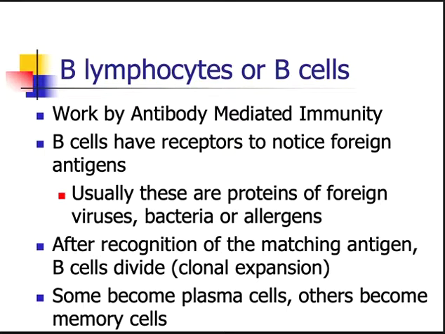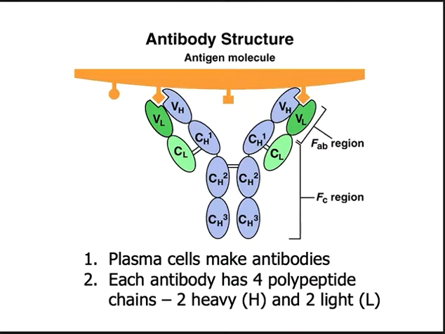Some of these clones, these exact copies of your B cell, will become plasma cells, and others become memory cells. Okay, so now let's talk about the interaction between your antibody and your antigen, and then also the structure of an antibody. As I mentioned, the plasma cells will secrete antibodies. Antibodies have these two main parts to them.